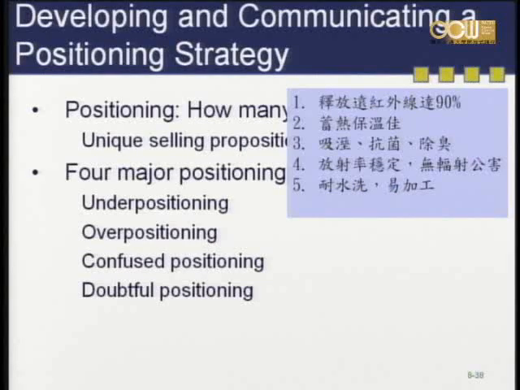You also have over positioning. You exaggerate too much. The consumer doesn't believe that. Then confused positioning. How can we have both winter and summer at the same time? Then doubtful positioning. All right. So this is all the trouble from positioning. Very important is where is the most important unique USP I can communicate with the consumer.